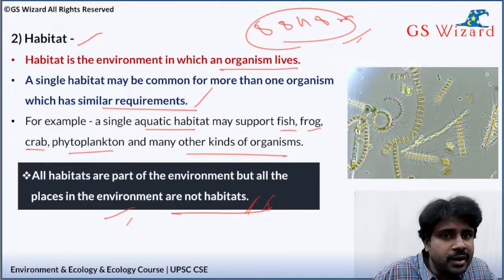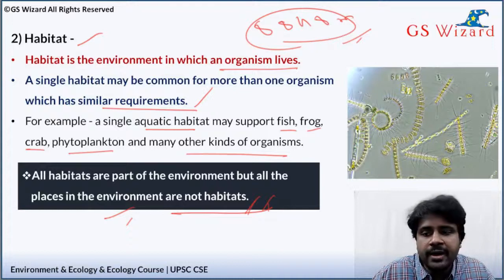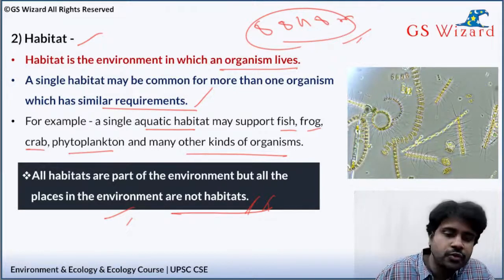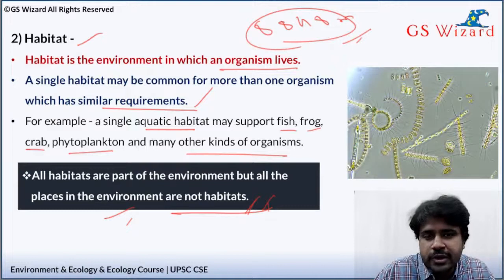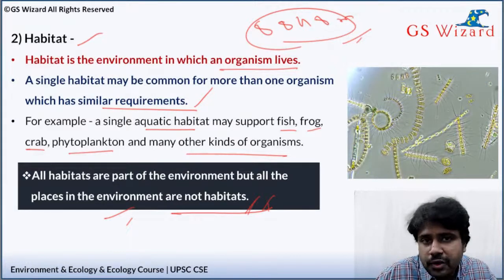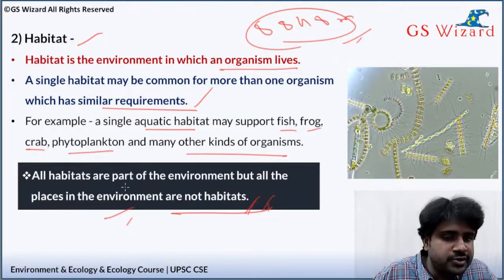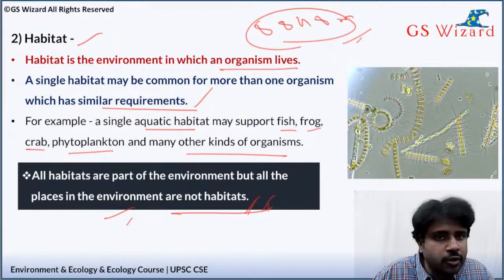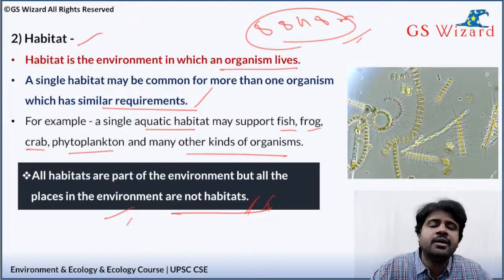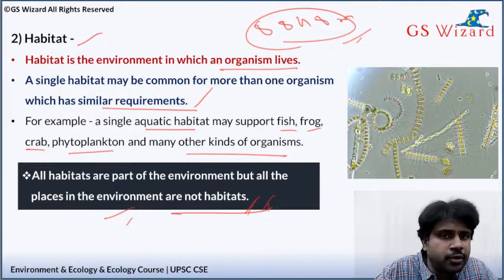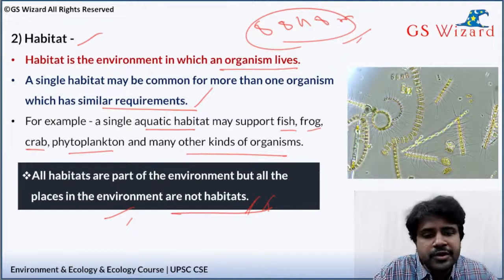So again, lack of oxygen and lack of sunlight. These are some of the places where conditions are extreme, so living organisms cannot exist there. That is the reason all habitats are part of the environment, but all the places in the environment are not habitats. That means not all the places in the environment can support life. There are certain places where conditions are very extreme, and those extreme conditions are not suitable for the existence of any type of living organism. So this point is very important.